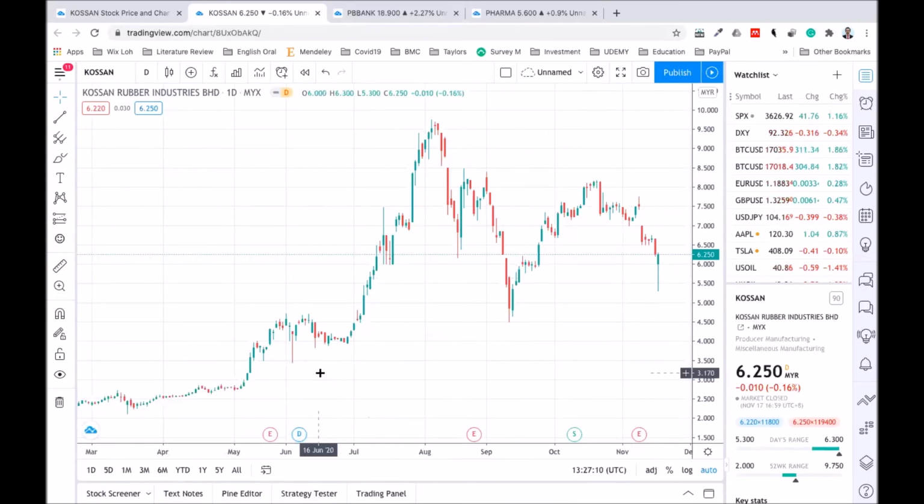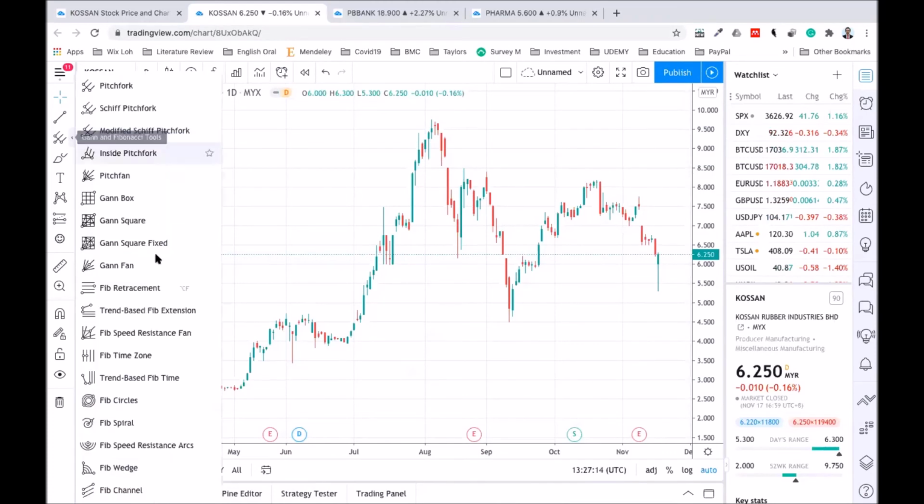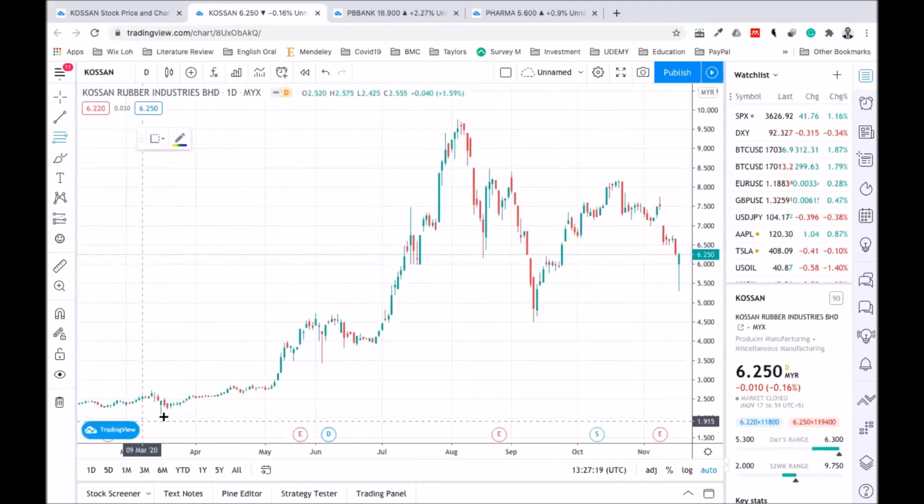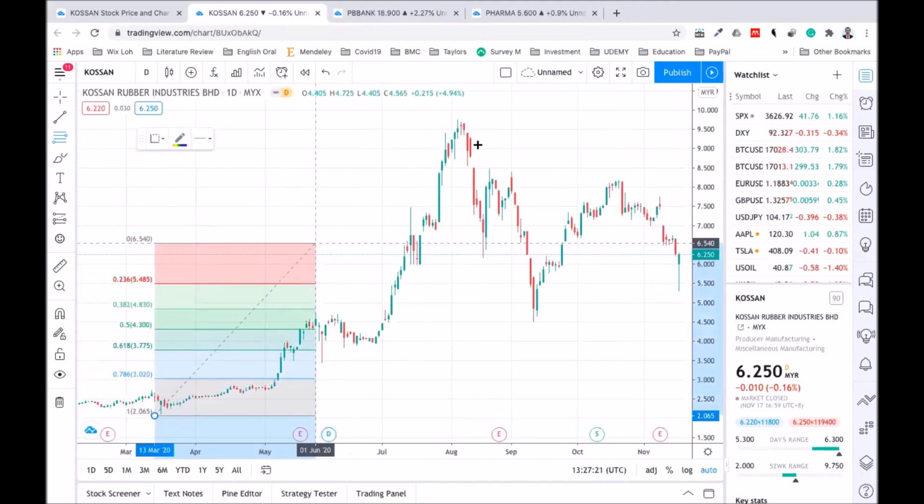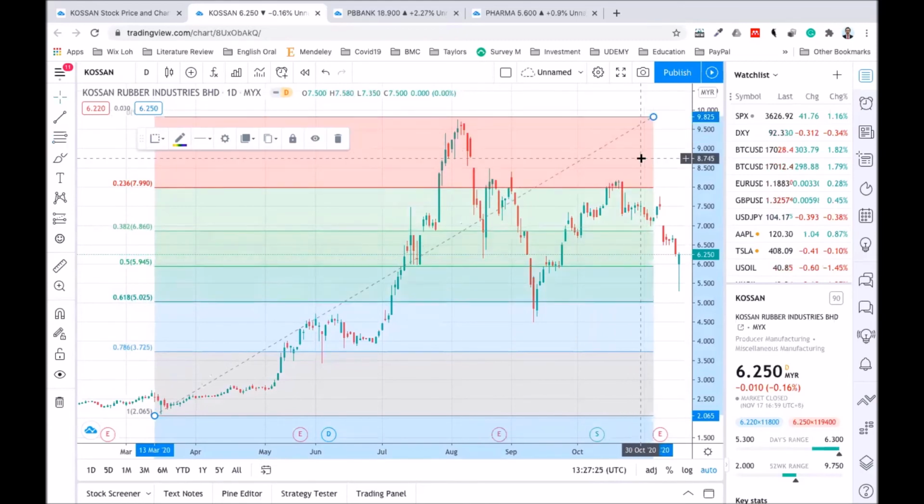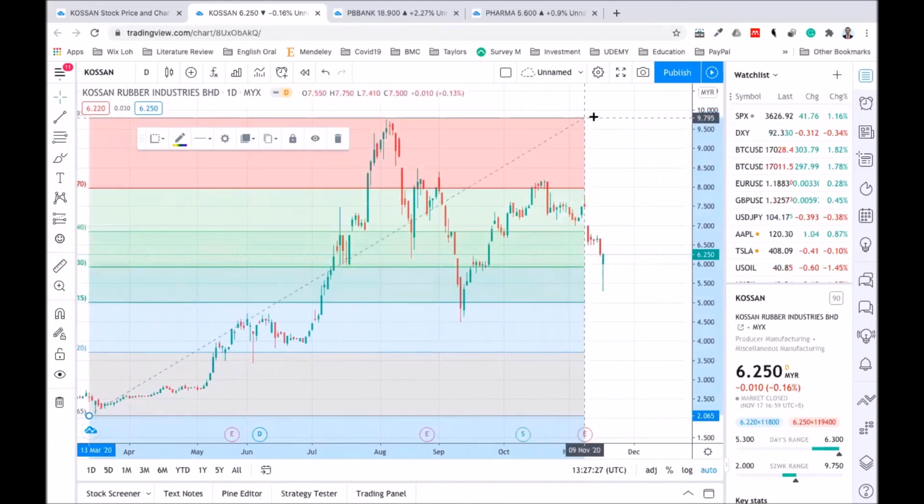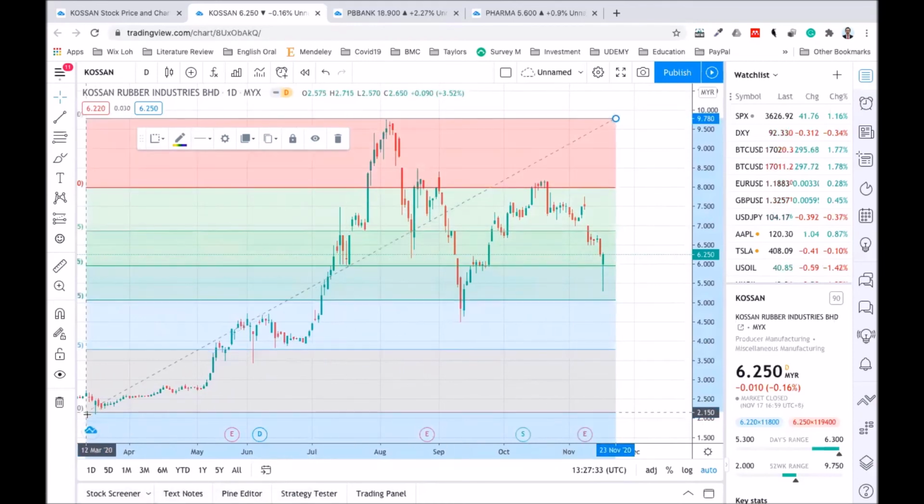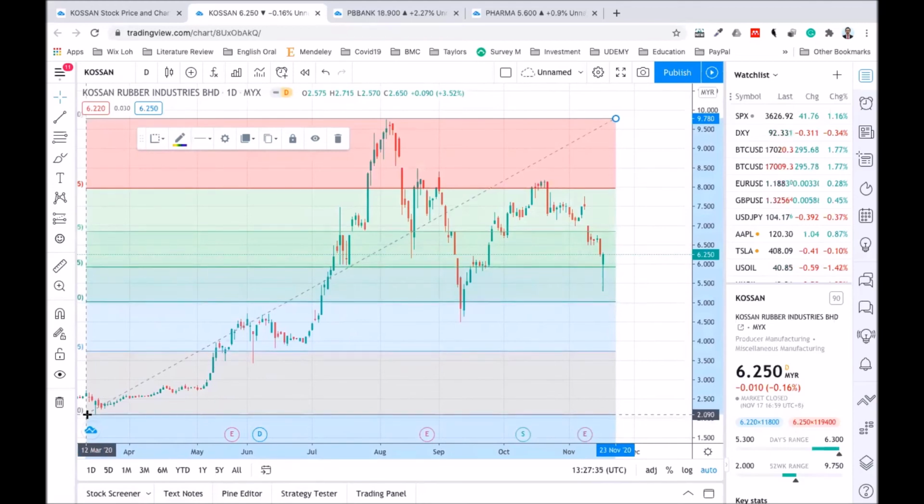So if we plot the Fibonacci here, go to here, this is the lowest. This is the highest. You can stop here, it doesn't matter. Then after that, you can move further. Go to here, then drag here until you reach here, and make sure this here is as good as possible.